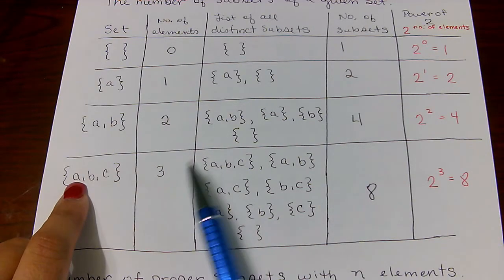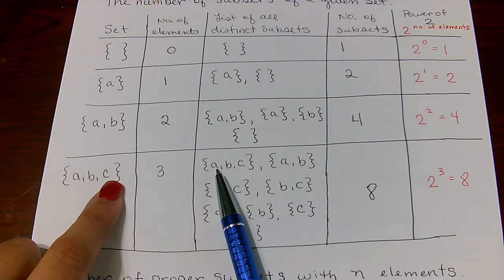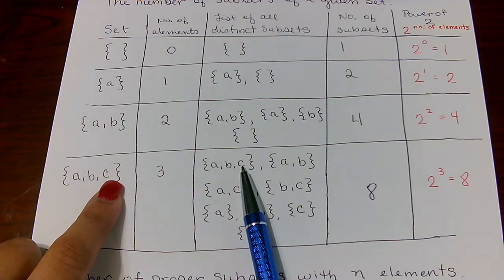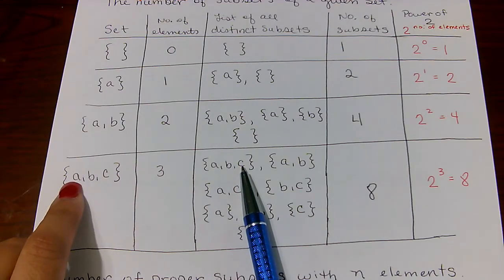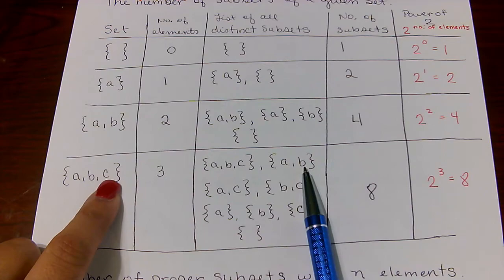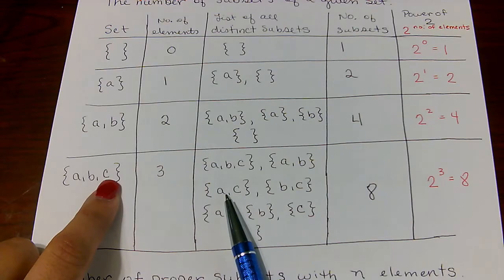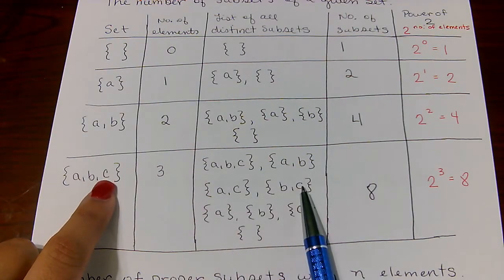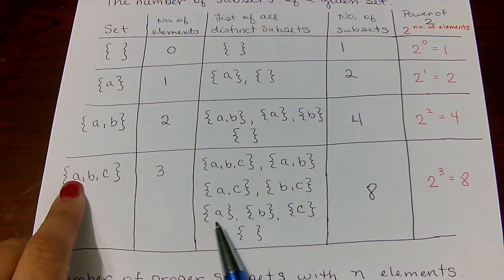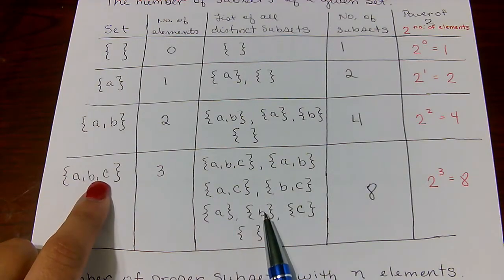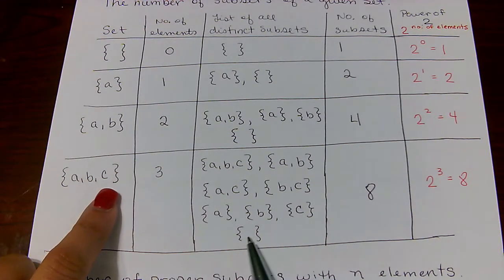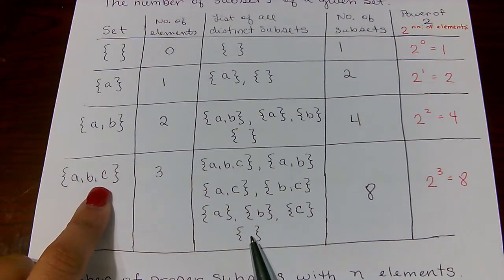We have 3 elements in this set, so I have 3 here. That gives me this subset here. You can have the A and the B, but not the C. That's this subset here. It's a proper one. You can have the A and C, which is here. You can have the B and C, which is here. Or we can have the individual elements of A, B. It's also possible to have no elements in the set.